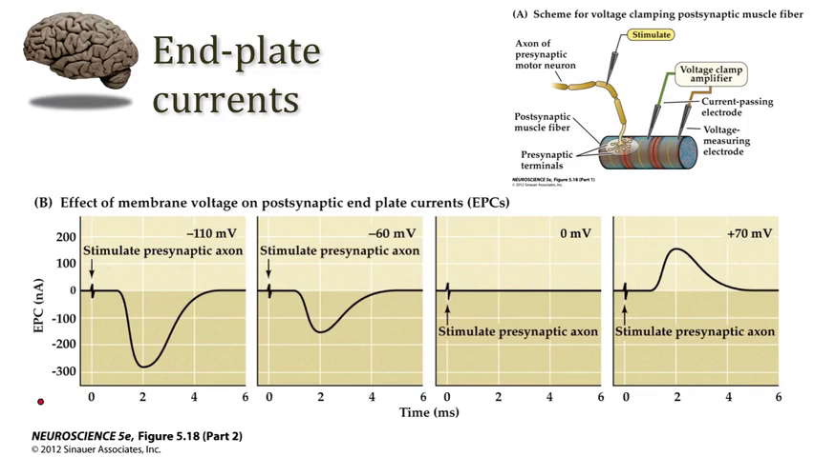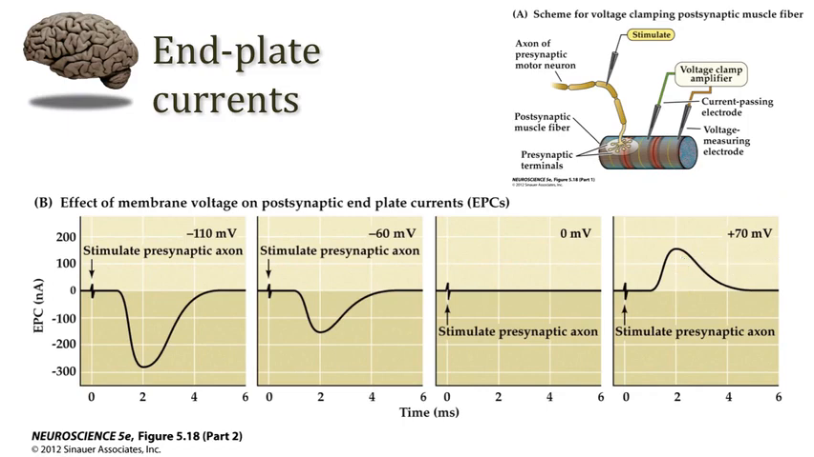If we cut that hyperpolarization in roughly half and now set the membrane potential to minus 60 millivolts, we have about half as much inward current flowing into that muscle fiber. Now notice what happens when we voltage clamp to 0 millivolts. We see essentially no current at all in this muscle fiber when we stimulate the axon. So keep that in mind. And finally, if we are to depolarize the muscle fiber to plus 70 millivolts and then stimulate the axon, what we see is not an inward current at all, but an outward current.